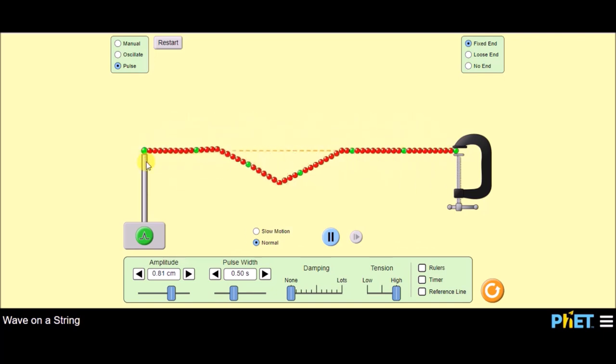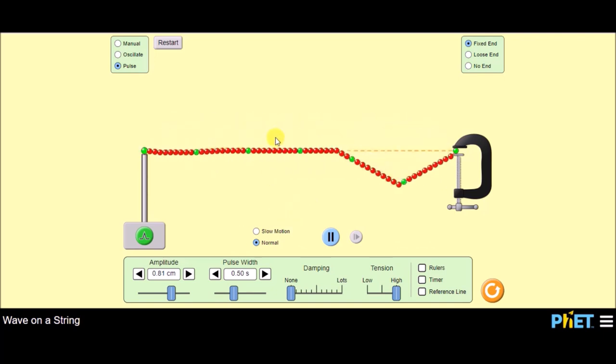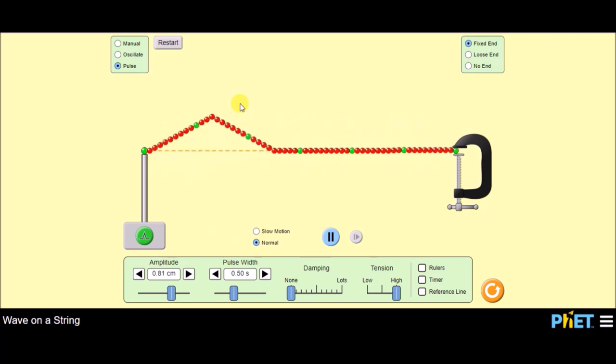Now let us oscillate it, and let us see how the wave is formed and how we find nodes and antinodes. Nodes are those points where there is no displacement, and antinodes are those points where there is the maximum displacement. Nodes will be those points where there is no displacement at any time.